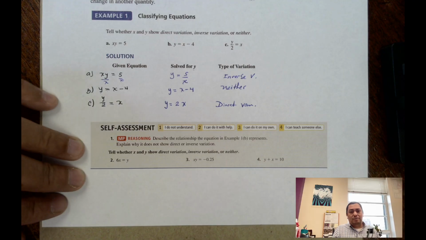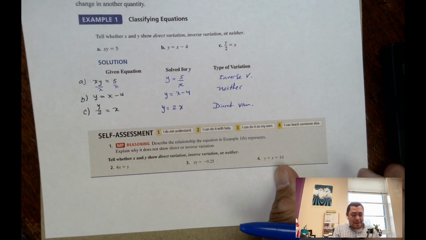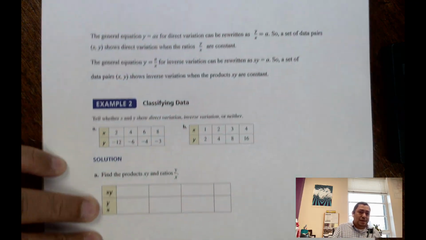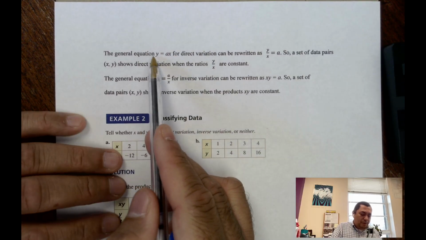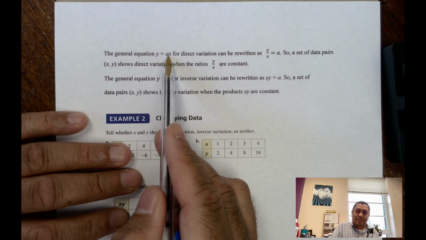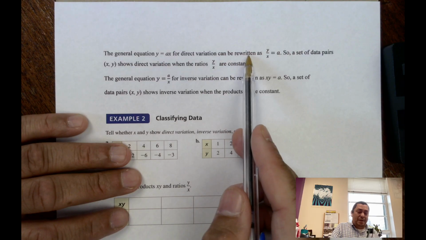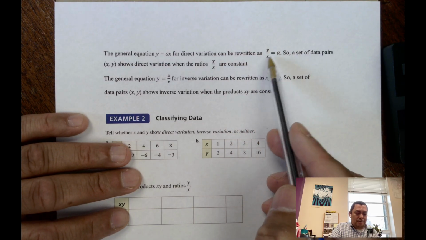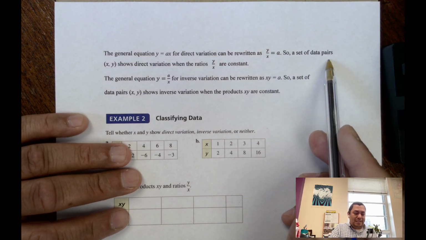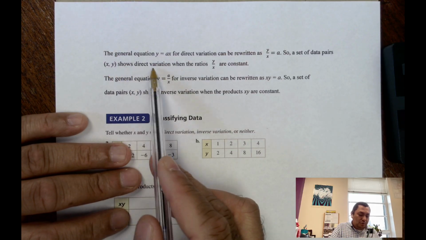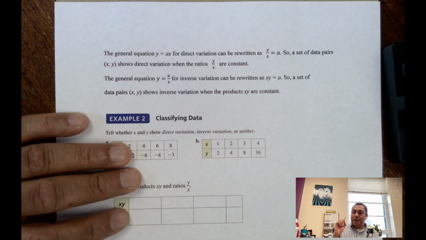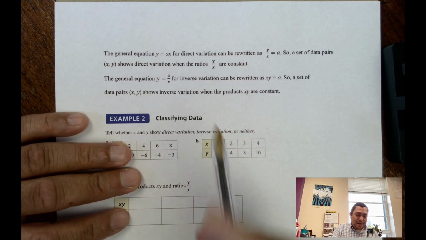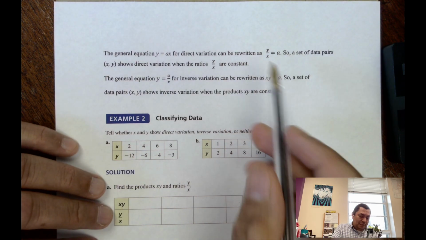Then the second problems, you can just pause the video and give it a try. Those are pretty straightforward, similar to the examples that we have there. Okay, so let's continue. In this case, the general equation y equals a times x for a direct variation can be rewritten as y over x equals a. So a set of data pairs x comma y shows direct variation when the ratios, the division, are constant.